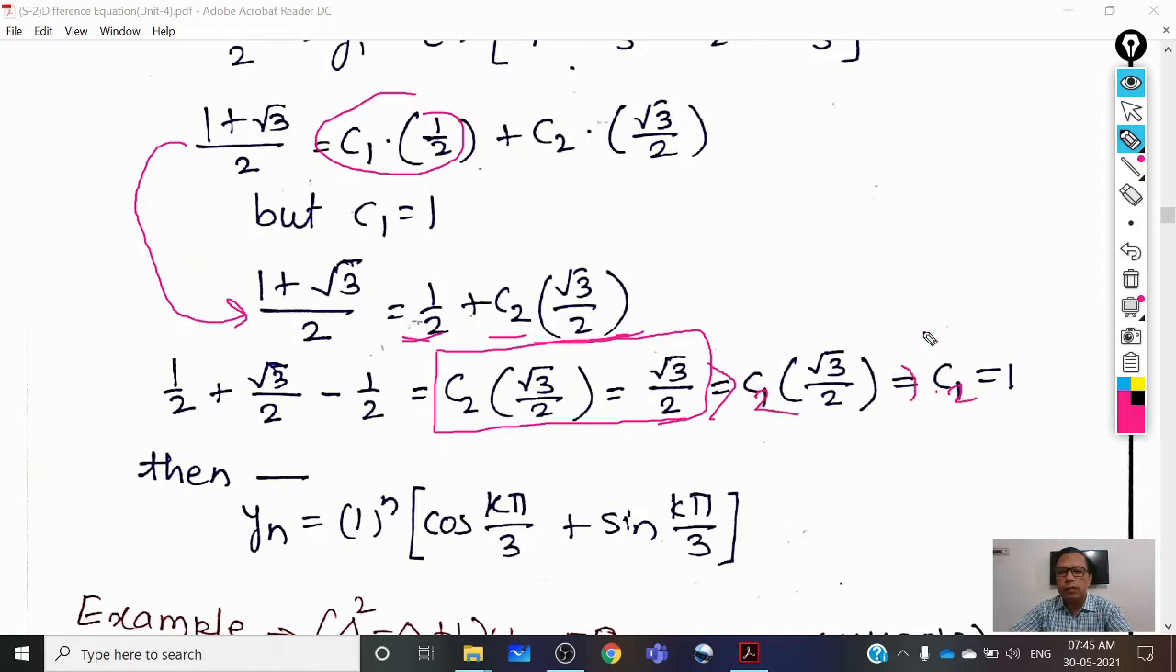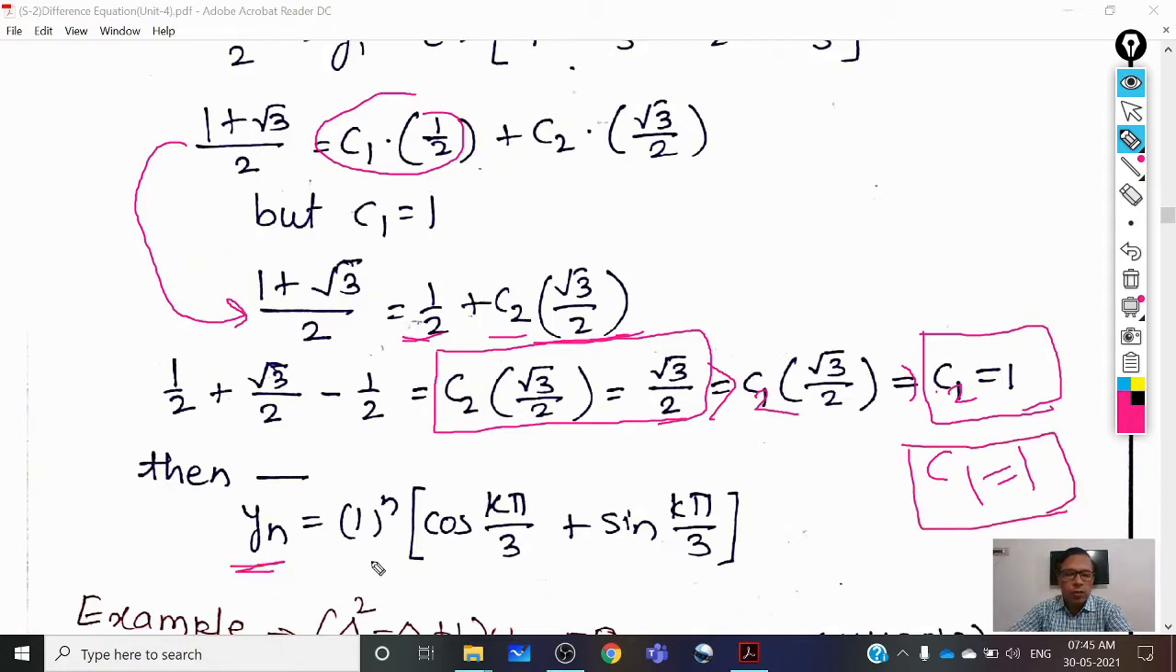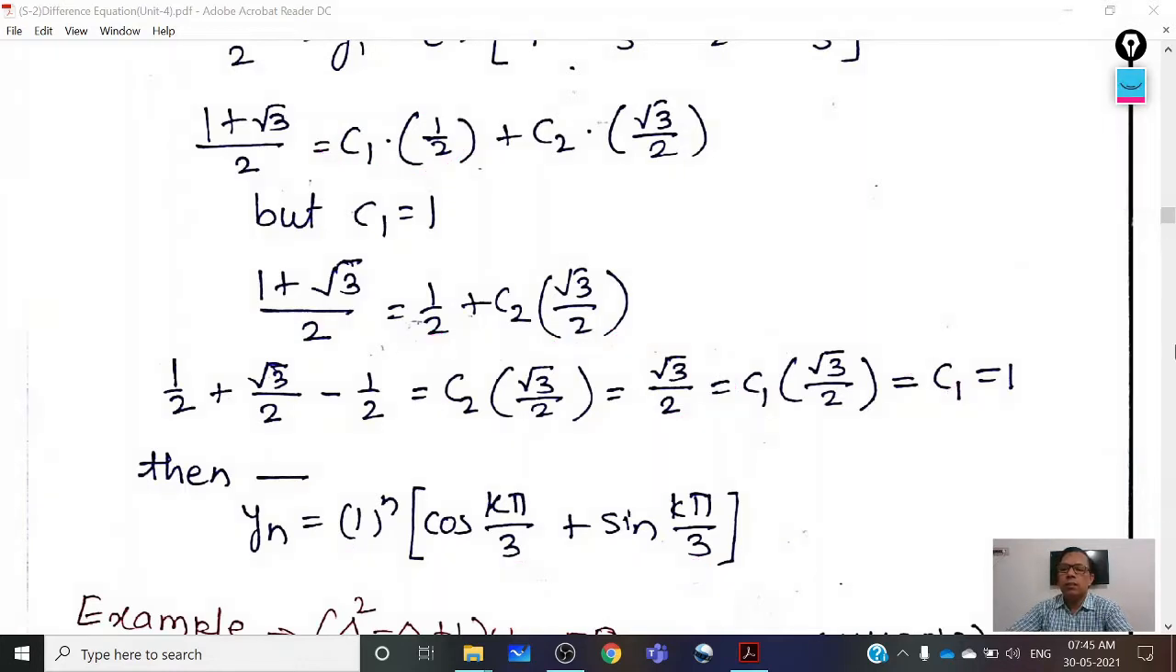So we get c2 equal to also 1. c1 is 1 and c2 is 1. So by using the values of c1 and c2, our result becomes y_n equal to 1 power n into (c1 cos kπ/3 plus sin kπ/3) is the final answer by using the given boundary conditions.